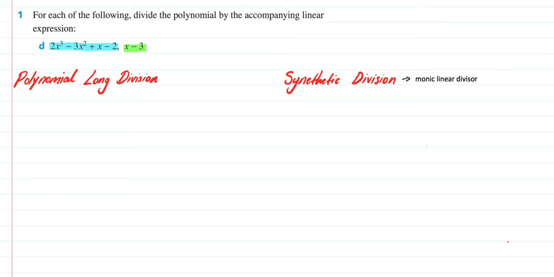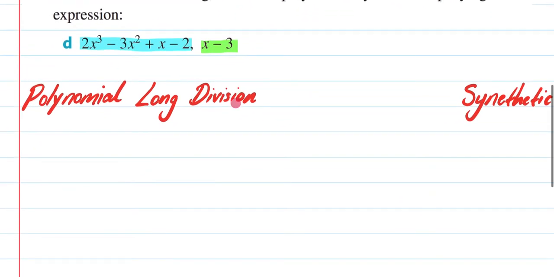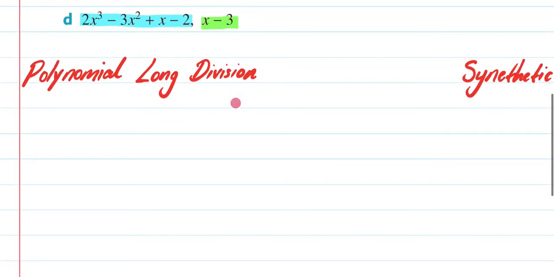I'm going to show you two techniques for performing division. One is polynomial long division, which is your traditional stock standard way. And the other way is synthetic division, which is a bit of a shortcut method, and it can only be applied if we have a monic linear divisor. So in this case, we do. But before we get into the shortcut method, let's spend some time going through our traditional polynomial long division method.